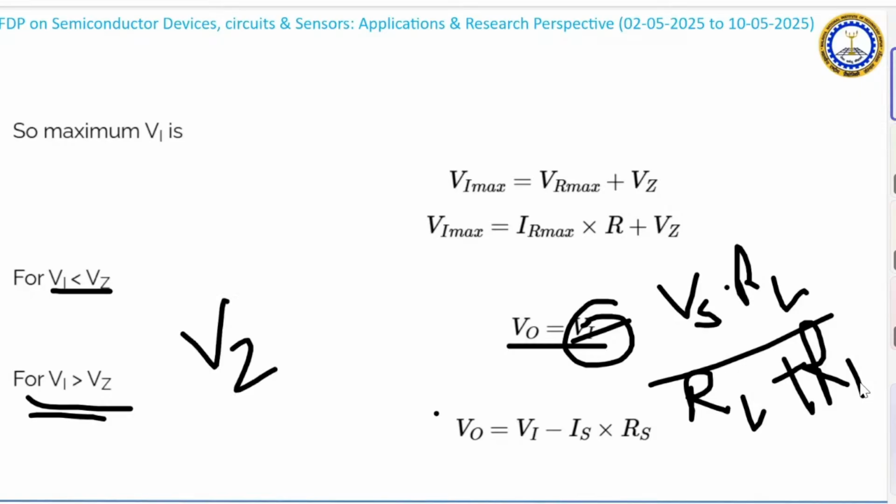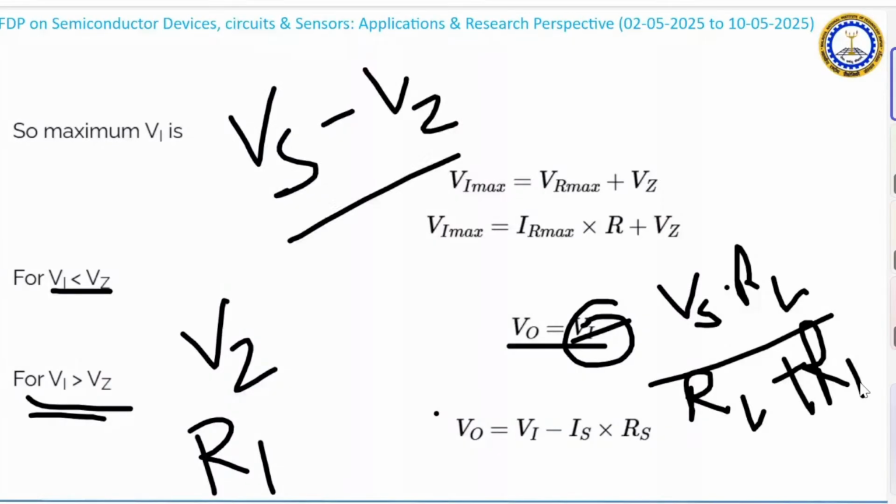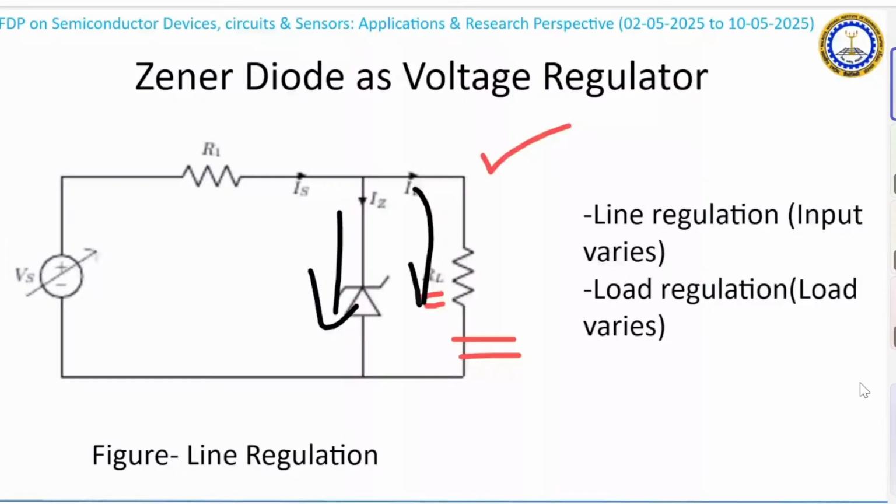So where is the excess current going to go? The excess current is going to go into the resistance R1. And this excess current can be determined with the help of input voltage minus Vz divided by R1. This is the excess current, the total current, let's say Is, supplied by the source. This Is is further divided into two parts: Iz and the second part is IL. So Is is equal to IL plus Iz.